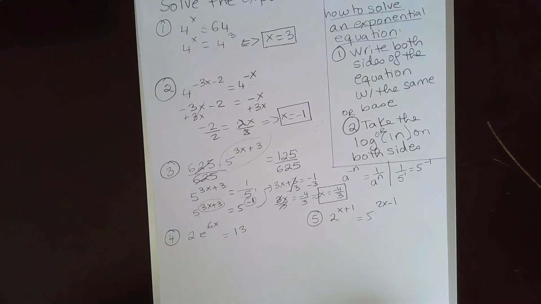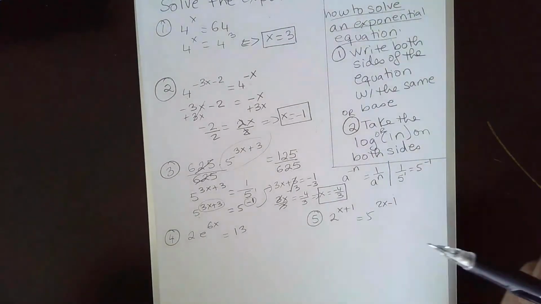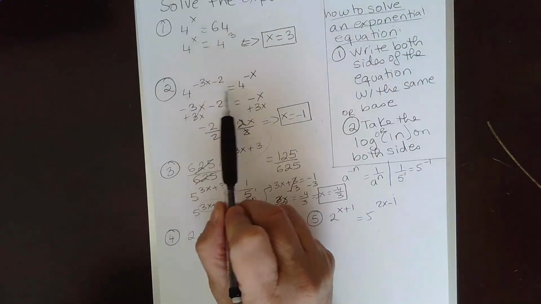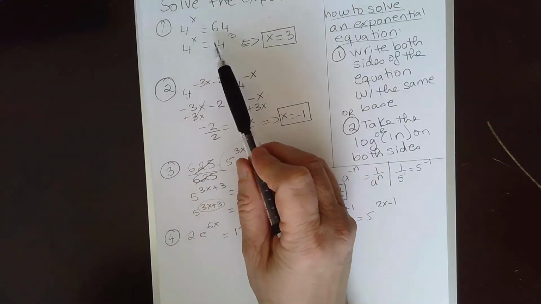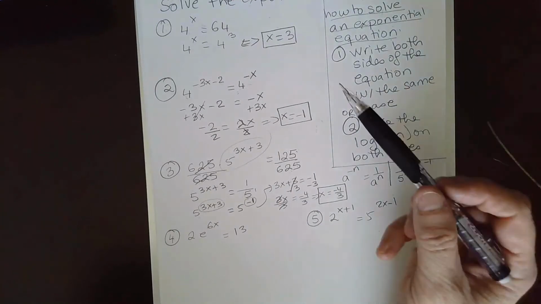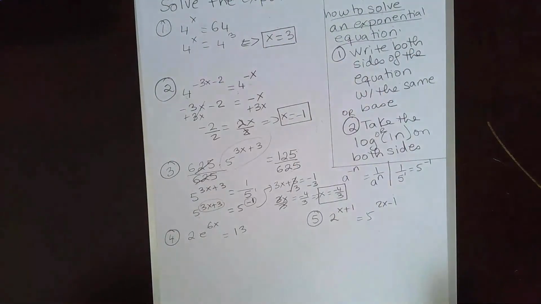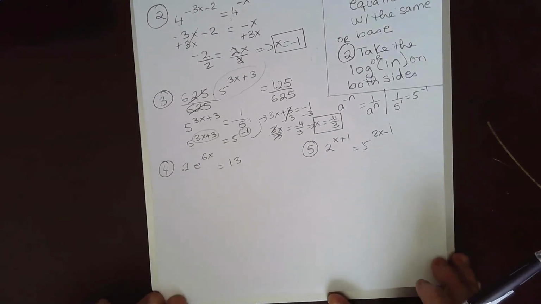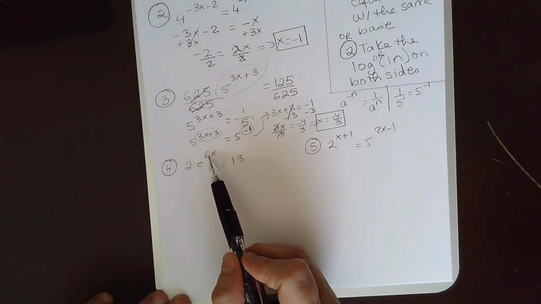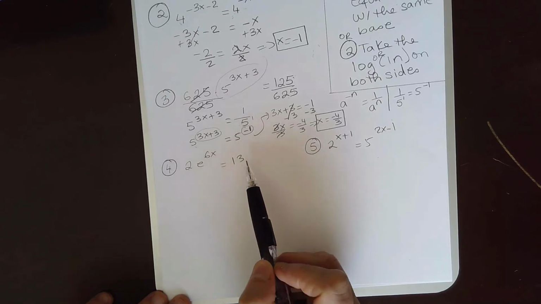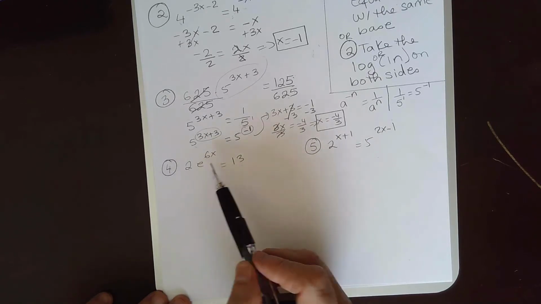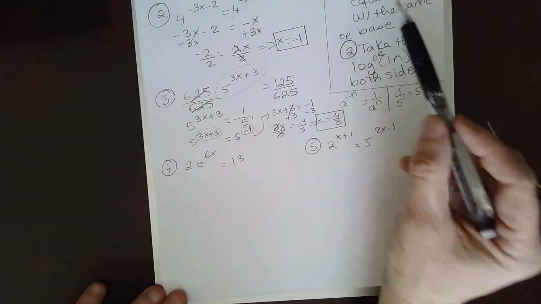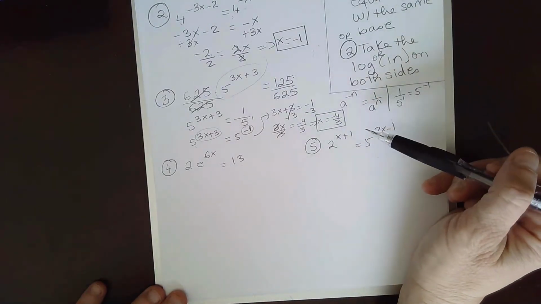Okay. So far in all 3 problems, what we did is they either gave us the same base or we changed it so that we have the same base, like in number 1 and number 3. Now let's go ahead and do a couple of other problems. Number 4. You have 2e to the 6x equal to 13. Now here we have the base e. So don't try to go by the first method. You have to take the log on both sides.